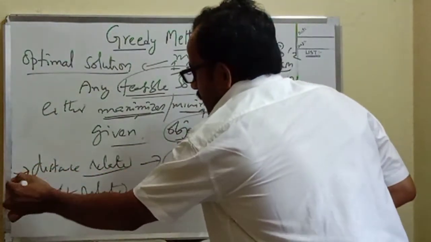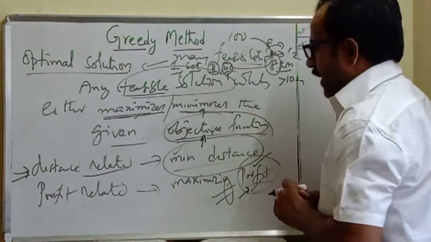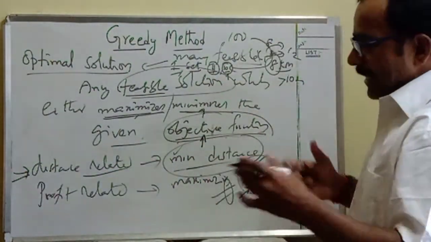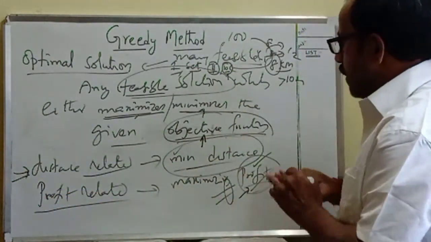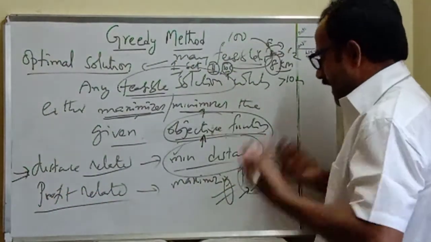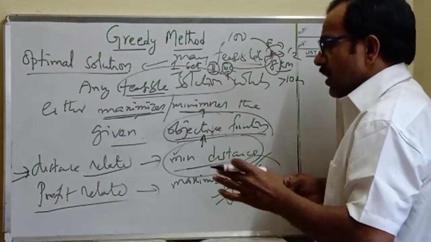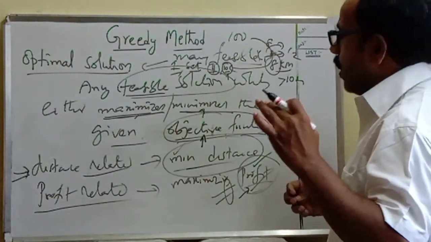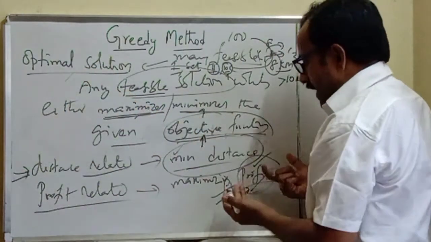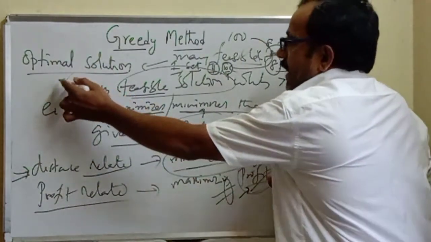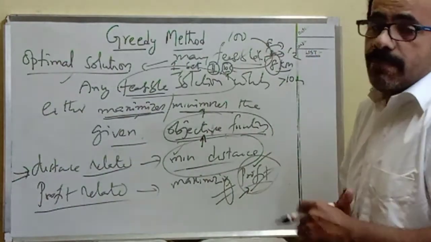Suppose we deal with distance related problems, their objective function is minimizing distance between the cities. And in profit related problems, what is the objective here? The objective is getting the maximum profit. So among all the possible or feasible solutions, our target is selecting one particular solution or a set of solutions which are showing the maximum profit.